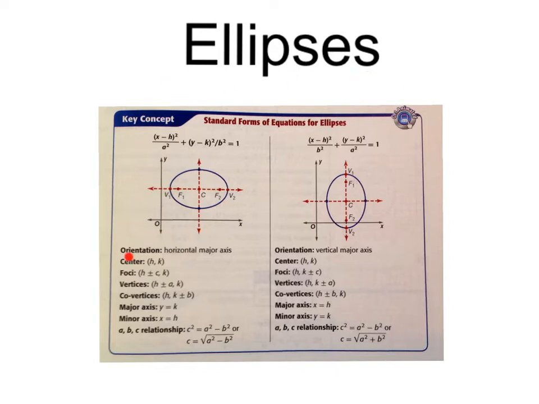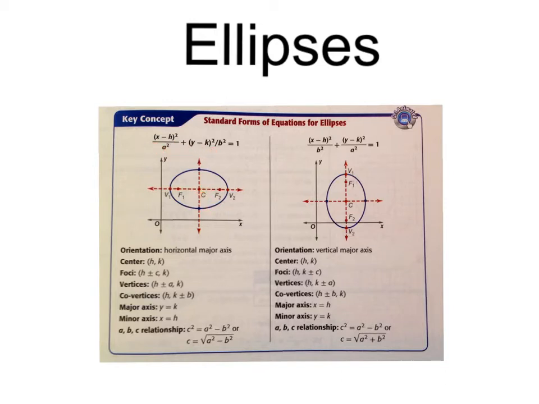Now, here we've got all the major information for you to use at your convenience, but I want to highlight a few specific things without getting too confusing. One, we can find the center just like we found the vertex of a parabola. It's just going to be the opposite of our x term and the opposite of our y term. So, for example, this center here would be at the value h, k, the opposite of x minus h and the opposite of y minus k.